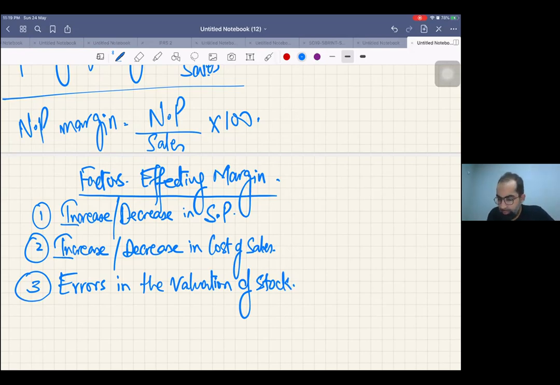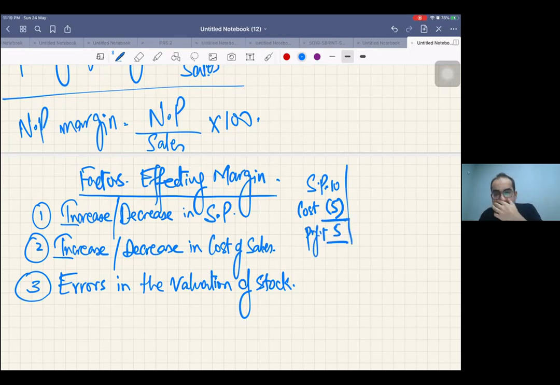Now look at here. For example, you have a product and the selling price of your product is 10. The cost of the product is 5 per unit. So your gross profit will be 5. Selling price is 10, cost is 5 and profit is 5. So what is the margin right now? 5 is the profit, 10 is the selling price. 5 divided by 10 into 100 is 50%.